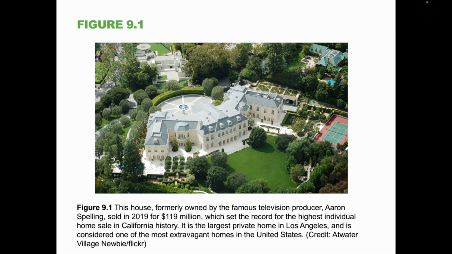Figure 9.1. This house, formerly owned by the famous television producer Aaron Spelling, sold in 2019 for $119 million, which set the record for the highest individual home sale in California history. It is the largest private home in Los Angeles and is considered one of the most extravagant homes in the United States.